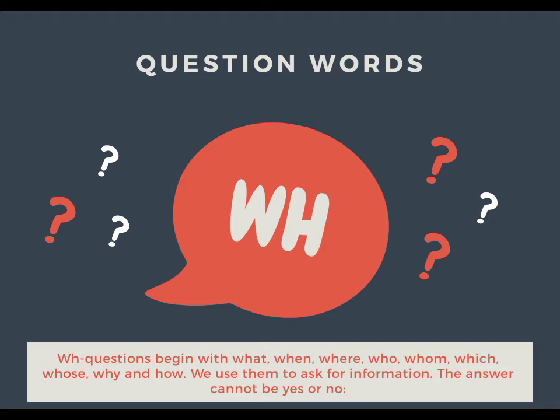Selanjutnya kita akan belajar tentang WH question atau pertanyaan yang diawali dengan WH. Apa sih pertanyaan WH ini? Ya, adalah pertanyaan yang diawali dengan kata-kata what, apa, when, kapan, where, di mana, who, siapa sebagai subjek, whom juga siapa tapi sebagai objek, which yang mana, whose milik siapa, why kenapa, dan how bagaimana bisa juga berarti berapa. Kita menggunakan kata-kata ini untuk mencari informasi dan jawabannya tidak bisa hanya iya atau tidak.